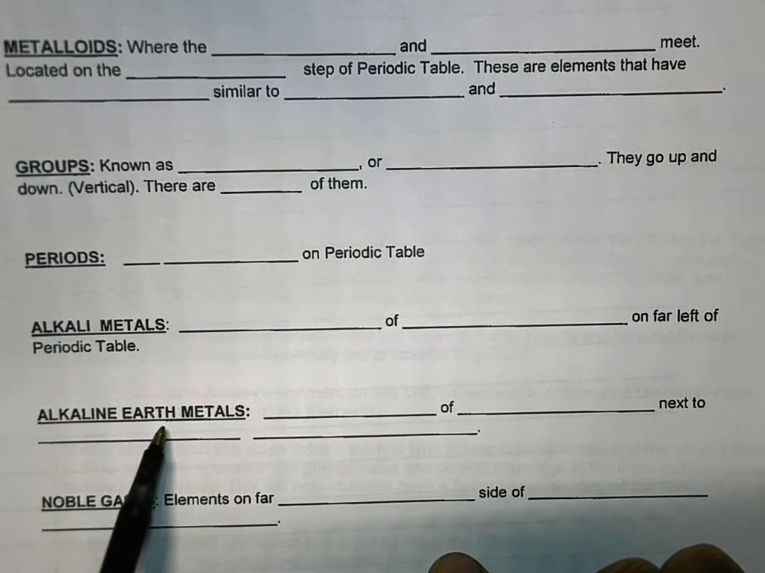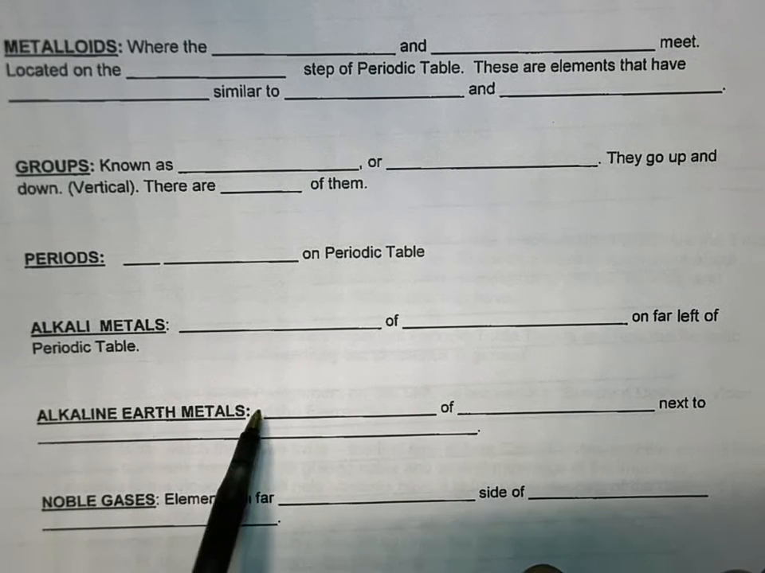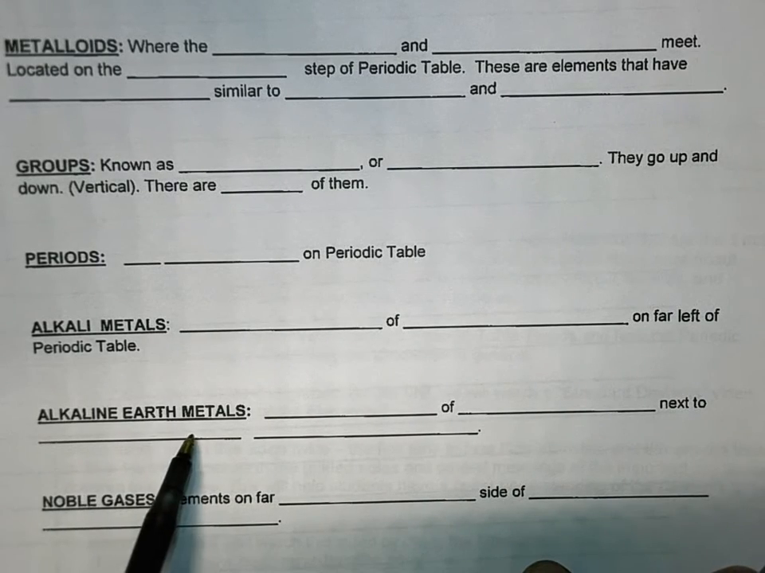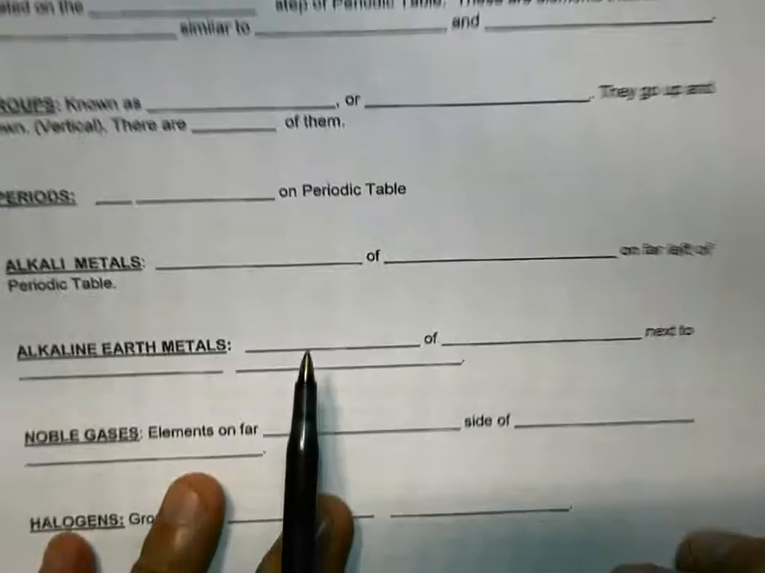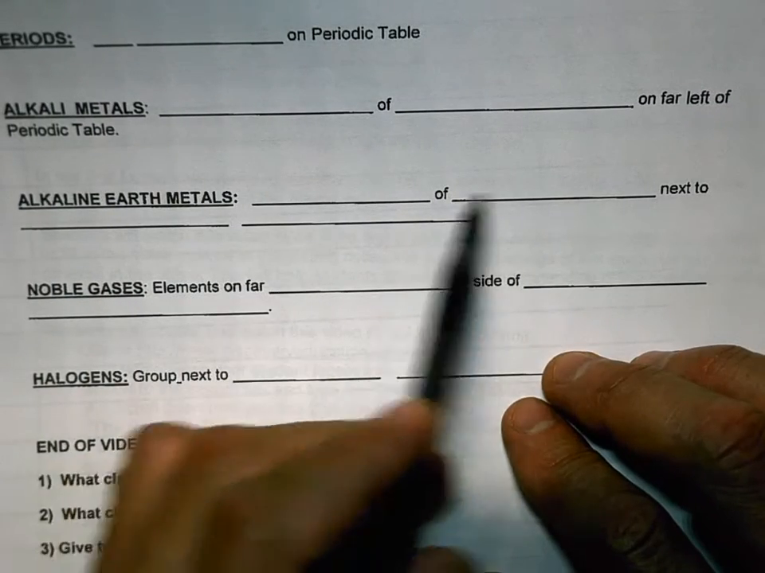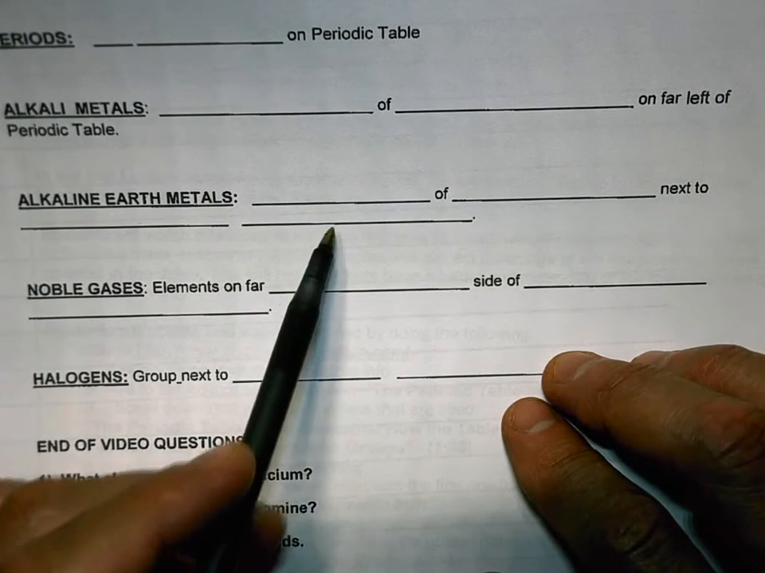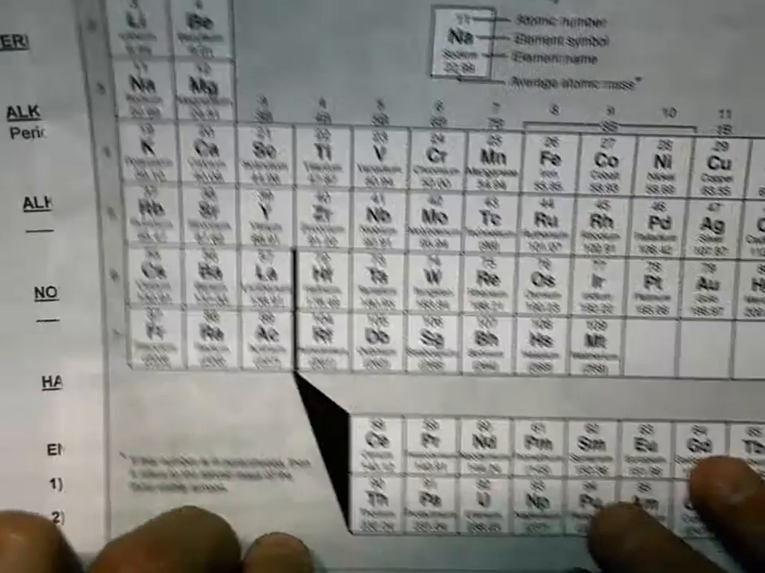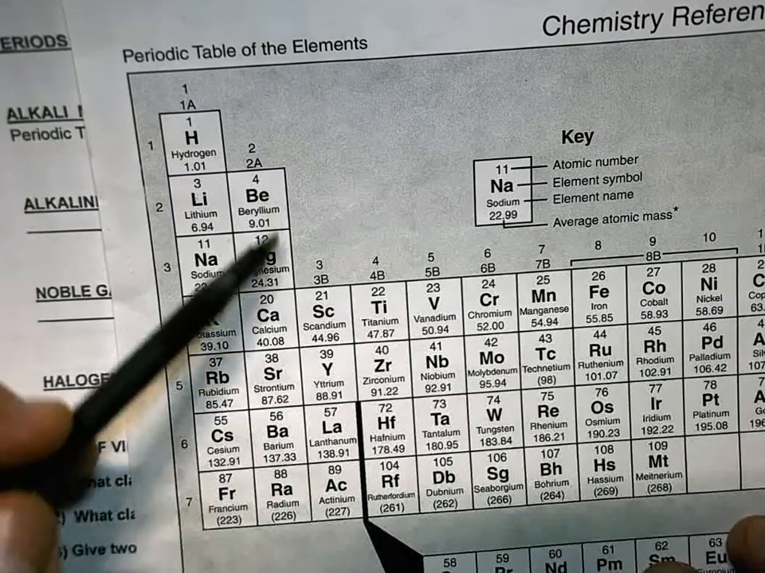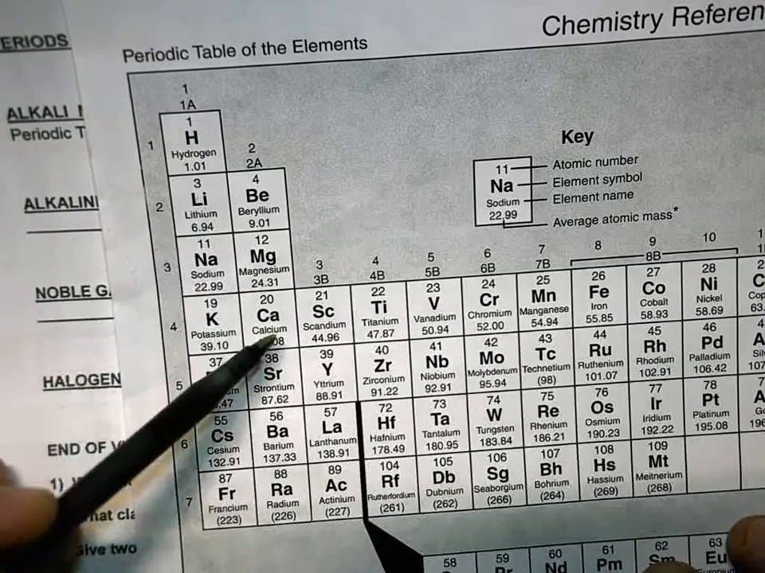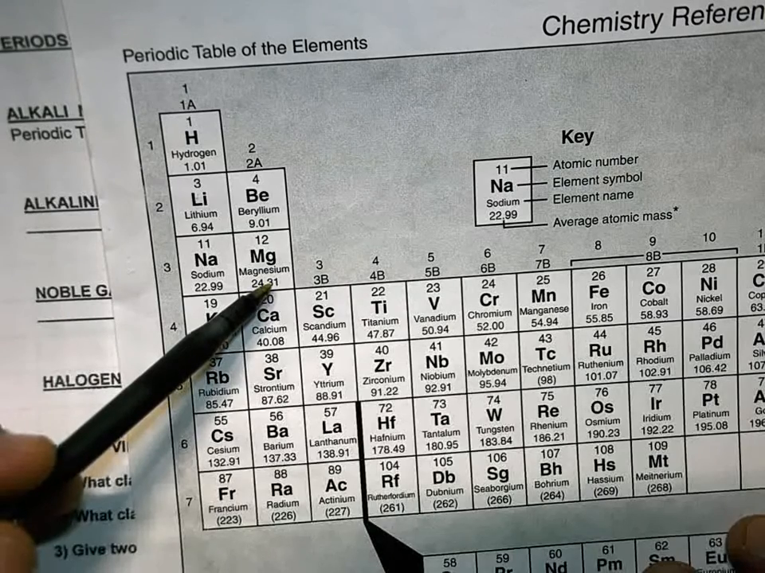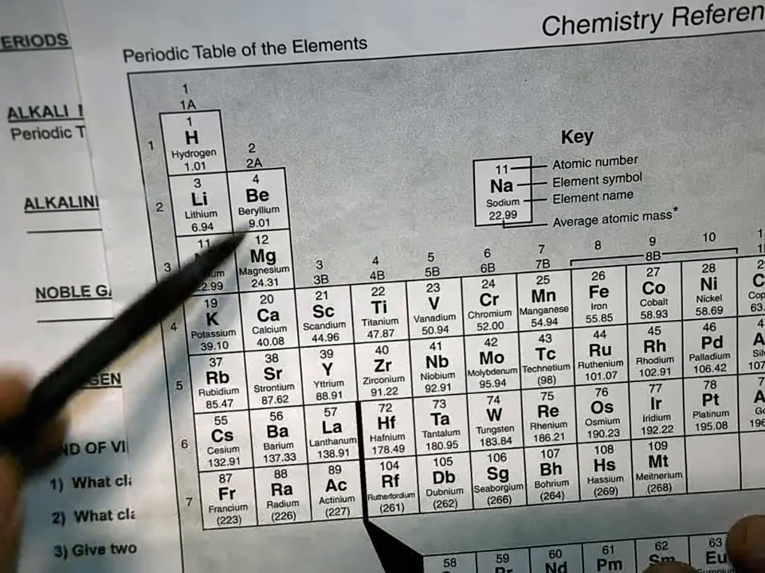Alkaline earth metals are a group of elements next to the alkali metals. On the periodic table, these are the alkaline earth metals. Alkali metals, alkaline earth metals. What are these called? Say it. And what are these called? Say it louder. Okay, good. Alkali metals, alkaline earth metals.